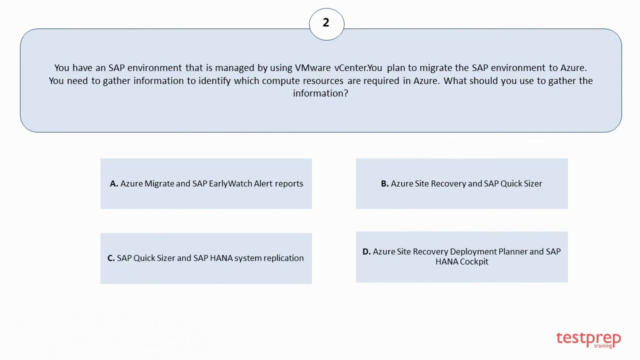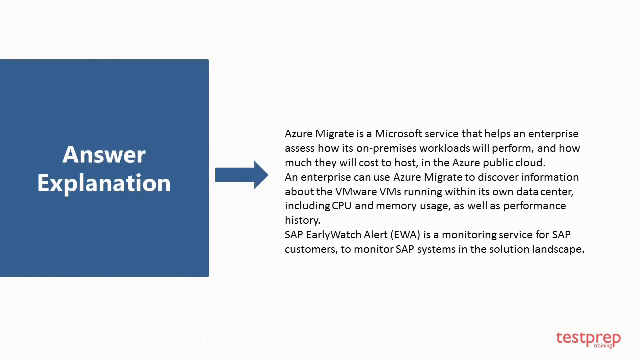Your options are A. Azure Migrate and SAP EarlyWatch Alert Reports, B. Azure Site Recovery and SAP Quick Sizer, C. SAP Quick Sizer and SAP HANA System Replication, D. Azure Site Recovery Deployment Planner and SAP HANA Cockpit. The correct answer is option A. You can refer to the following for the explanation of the answer.